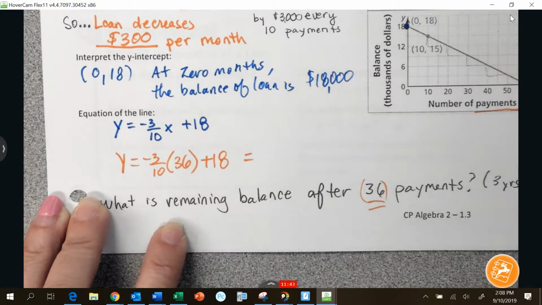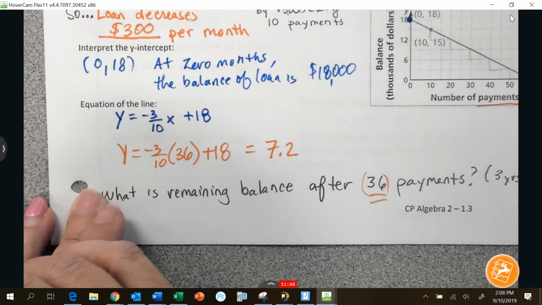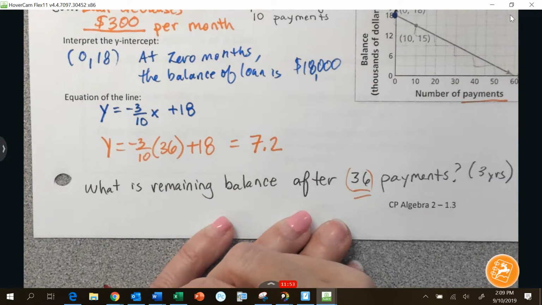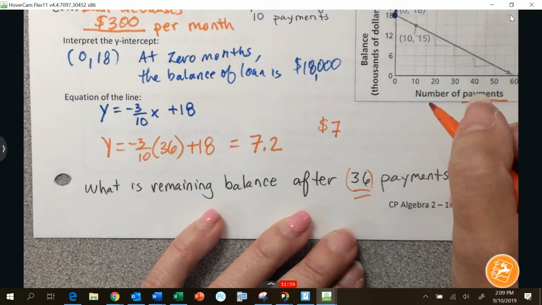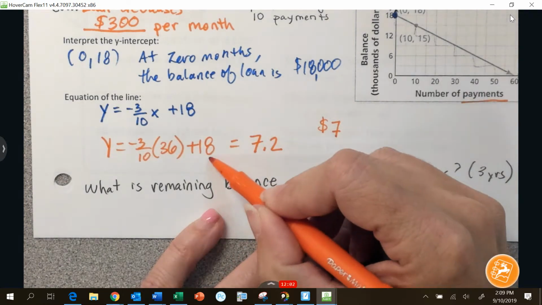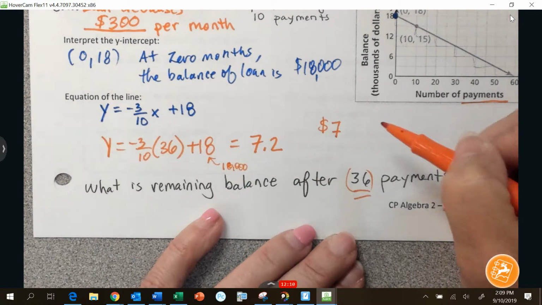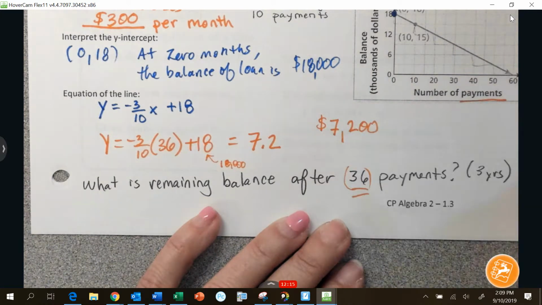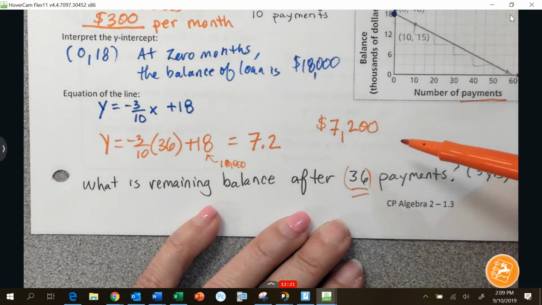I got 7.2. You should get 7.2. But let's interpret that. I just got a number. What does that actually mean? What did the 18 mean? $18,000. So what's the 7.2 mean? $7,200. That means after 36 payments, 3 years, you still owe $7,200 on that loan.